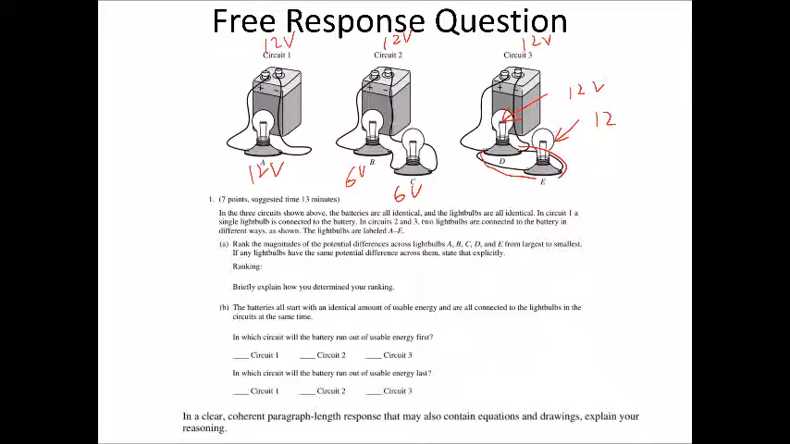So if we're ranking these, A, D, and E all are going to be the same as the voltage of the battery. So we're going to say A is equal to D is equal to E, and those are greater than B, which is equal to C, because those are both equal to 6.